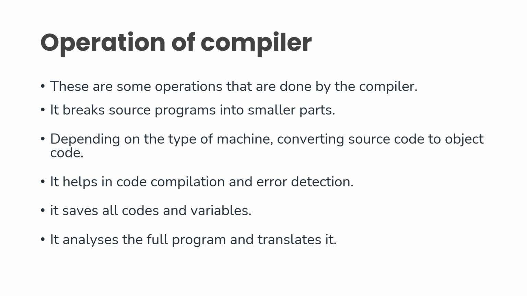Now, what are the basic operations of the compiler? These are the operations that are done by the compiler. First, it breaks the source program into smaller parts. Depending on the type of machine, it converts the source code to the object code, because code is never the same for all programming languages. It depends on your hardware and the operating system. It helps in code compilation and error detection, and it saves all the codes and the variables we are using in the programming. It analyzes the whole program and translates it.